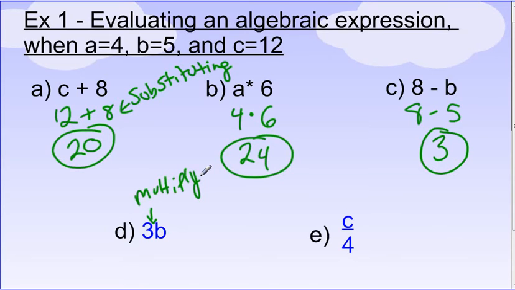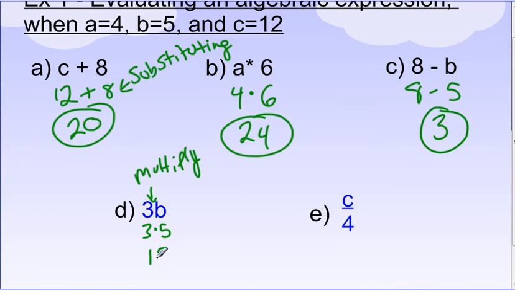Anytime you see a letter right next to a number, or even a couple letters right next to each other, those are multiplications. So this says 3 times 5. And 3 times 5 would be 15. And the last one here is C divided by 4. Well, C is 12. And 12 divided by 4 is 3.